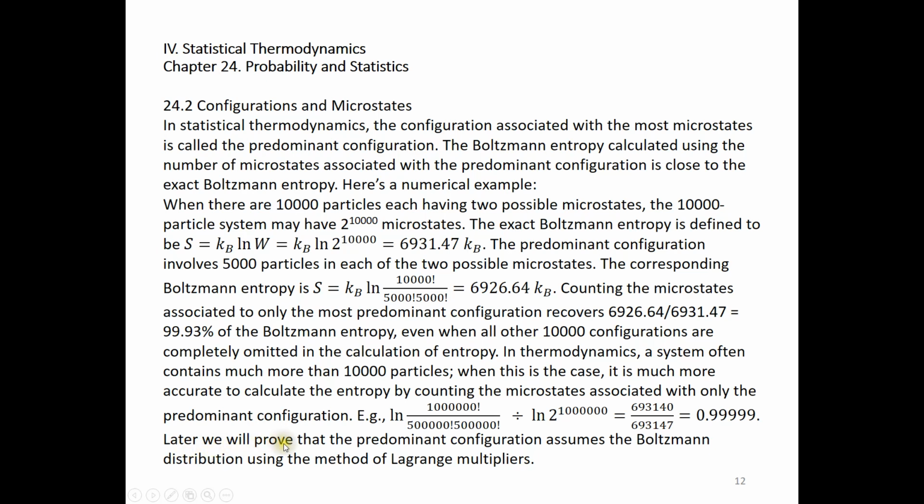Later, we will prove that the predominant configuration assumes the Boltzmann distribution using the method of Lagrange multipliers. So first, we're going to prove this in section 3, and then in section 4, we'll just count the number of microstates associated with the single predominant configuration and use that to compute the entropy of a system.